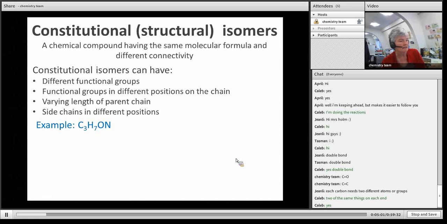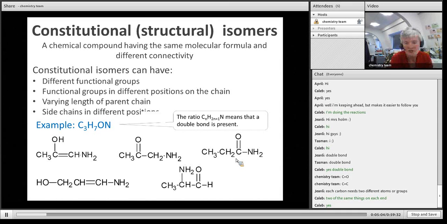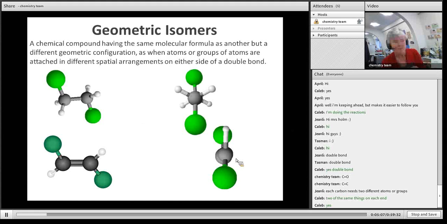Okay, and sorry. Now we get to geometric isomers. So as I say, it's the same molecular formula, but you've got a different geometric configuration because there's a different arrangement on either side of the double bond. So what I'm trying to show here, this is a haloalkane, so you can see it's only got single bonds, so it's an alkane with the green representing a halogen. So if I look at it end on, can you see this is that one, and this one up here is that one up there.